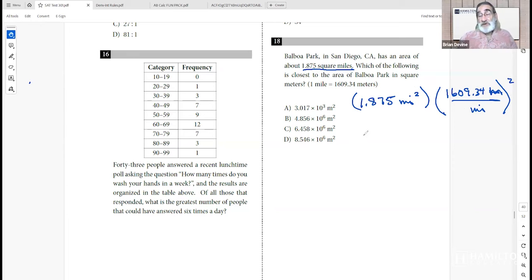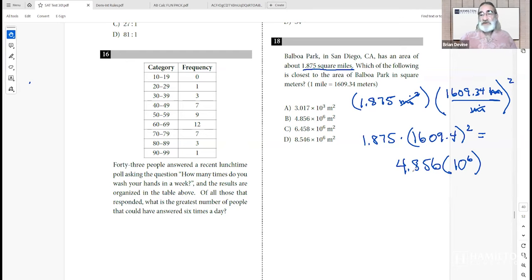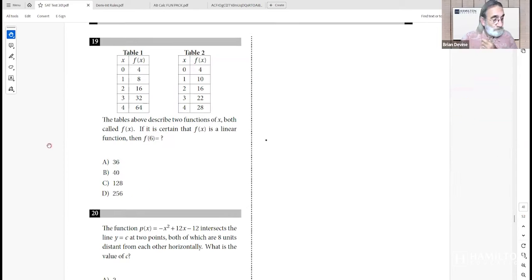And so I'm going to stick into a calculator 1.875 times 1609.34 squared. And this will be in square meters as a unit because the square miles will cancel out. And I get 4.856 times 10 to the 6, which is 4,856,000 square meters. So B is your answer.